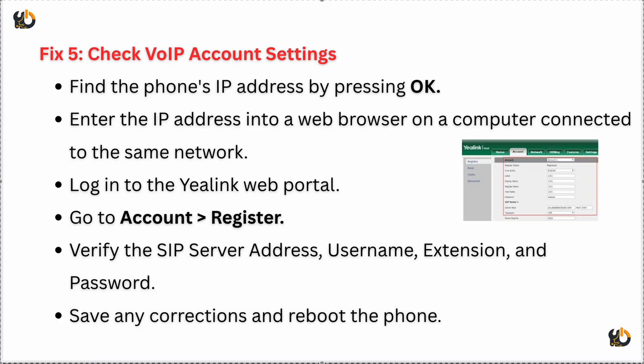Now Fix 5. Check VoIP account settings. Find the phone IP address by pressing OK. Then enter the IP address into a web browser on a computer connected to the same network. Then log in to the Yealink web portal and go to Account, Register, and verify the SIP service address, username, extension and password. Save any corrections and reboot the phone.